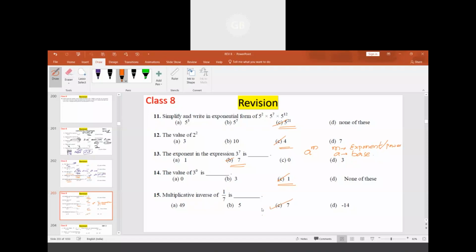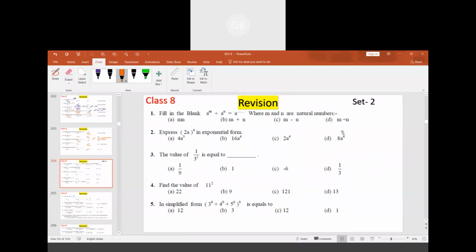Now we have the next set of questions. Fill in the blank: a to the power of m divided by a to the power of n is a to the power of m minus n. Option C, m minus n. If you observe here, the blank is there on the power.